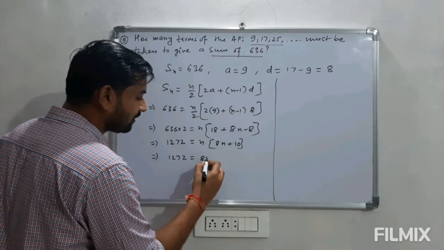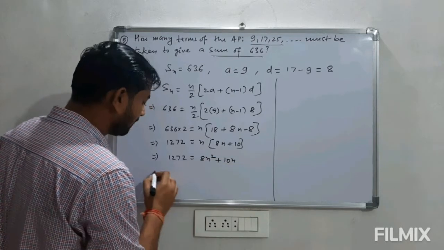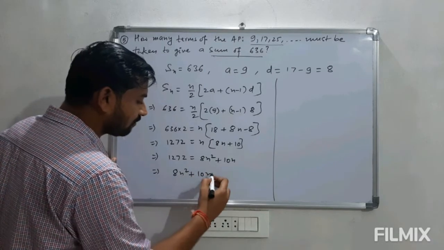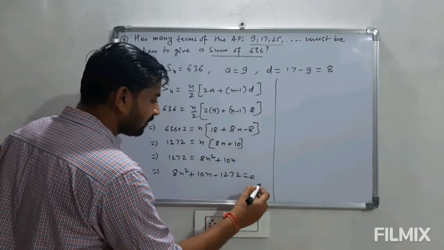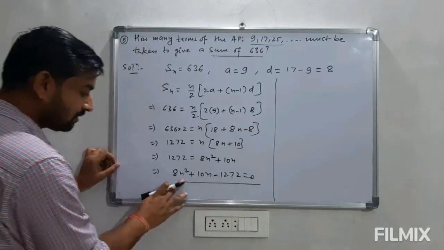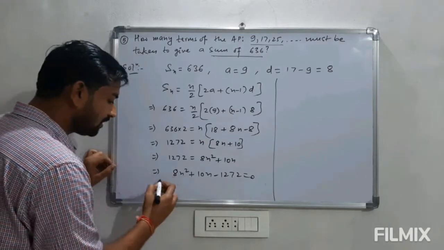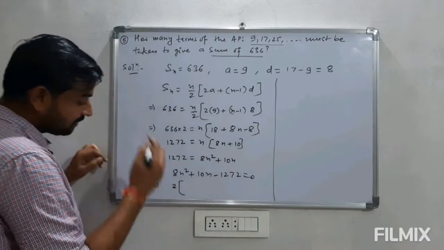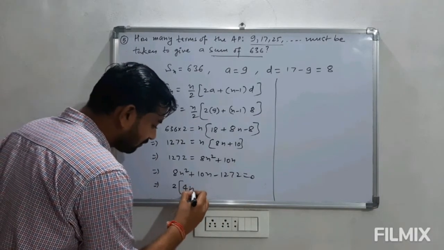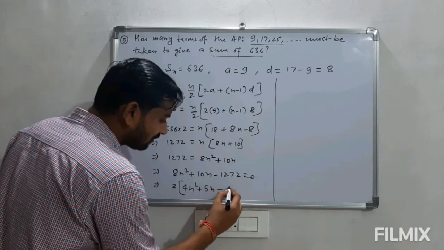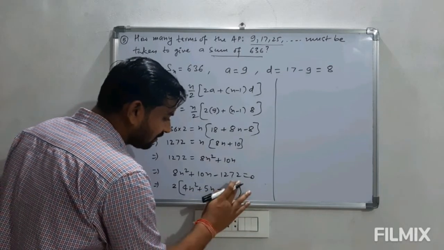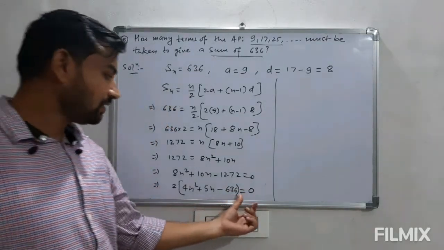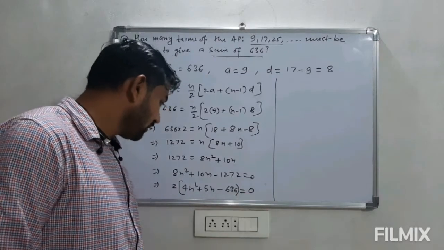1272 is equal to 8n square plus 10n, and if we bring everything to one side, this is 8n square plus 10n minus 1272 is equal to 0. So this is the equation. Clearly there is something common in it, so we can take 2 out as common. If we divide the whole equation by 2, we will be getting 4n square plus 5n minus 636 is equal to 0. 0 upon 2 will become 0.